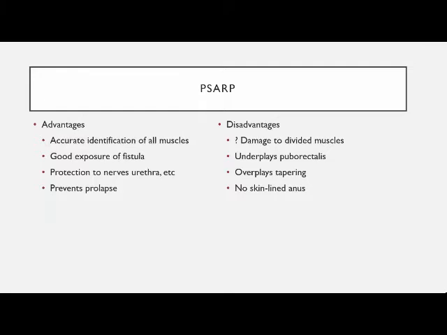Disadvantages: possible damage to the divided muscles. It underplays the role of the puborectalis and overplays tapering. There is a higher incidence of tapering, and no skin-lined anus is present after anoplasty.